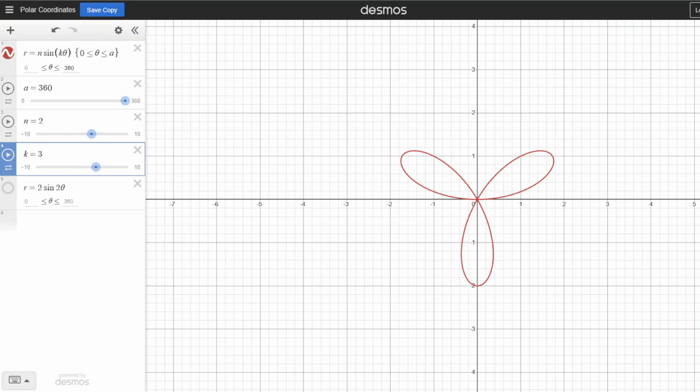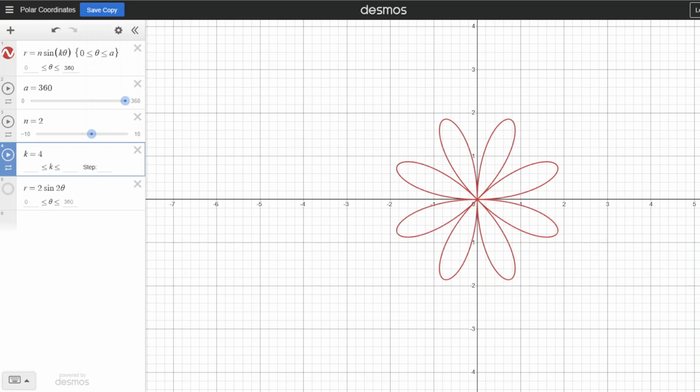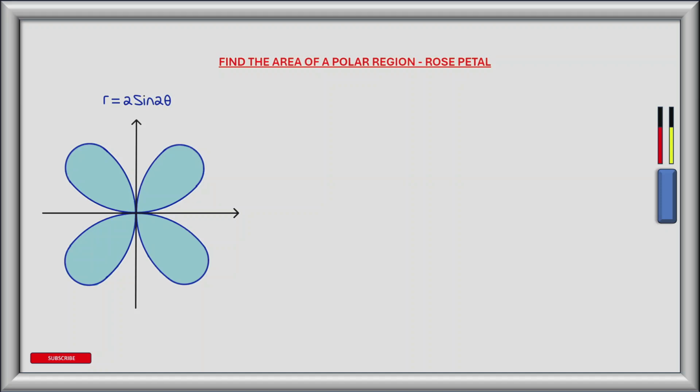Now let's increase the value of k to 4 and see how it affects the region. With k set to 4, an even number, our polar region has 8 petals. So the rule here is if k is an odd number, our region will have k petals. If k is an even number, our region will have 2 times k petals. Now we have a better understanding of our region. Let's look at how we find its area.